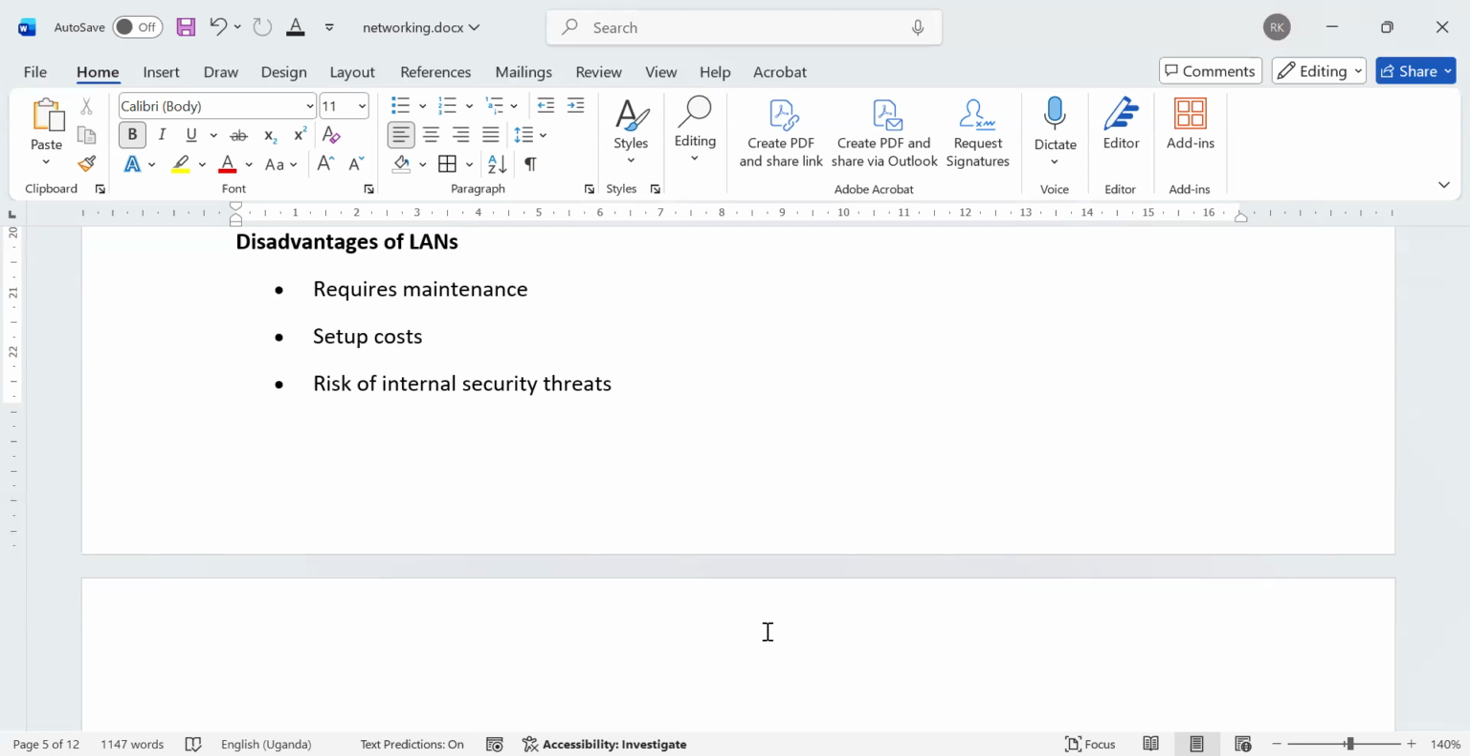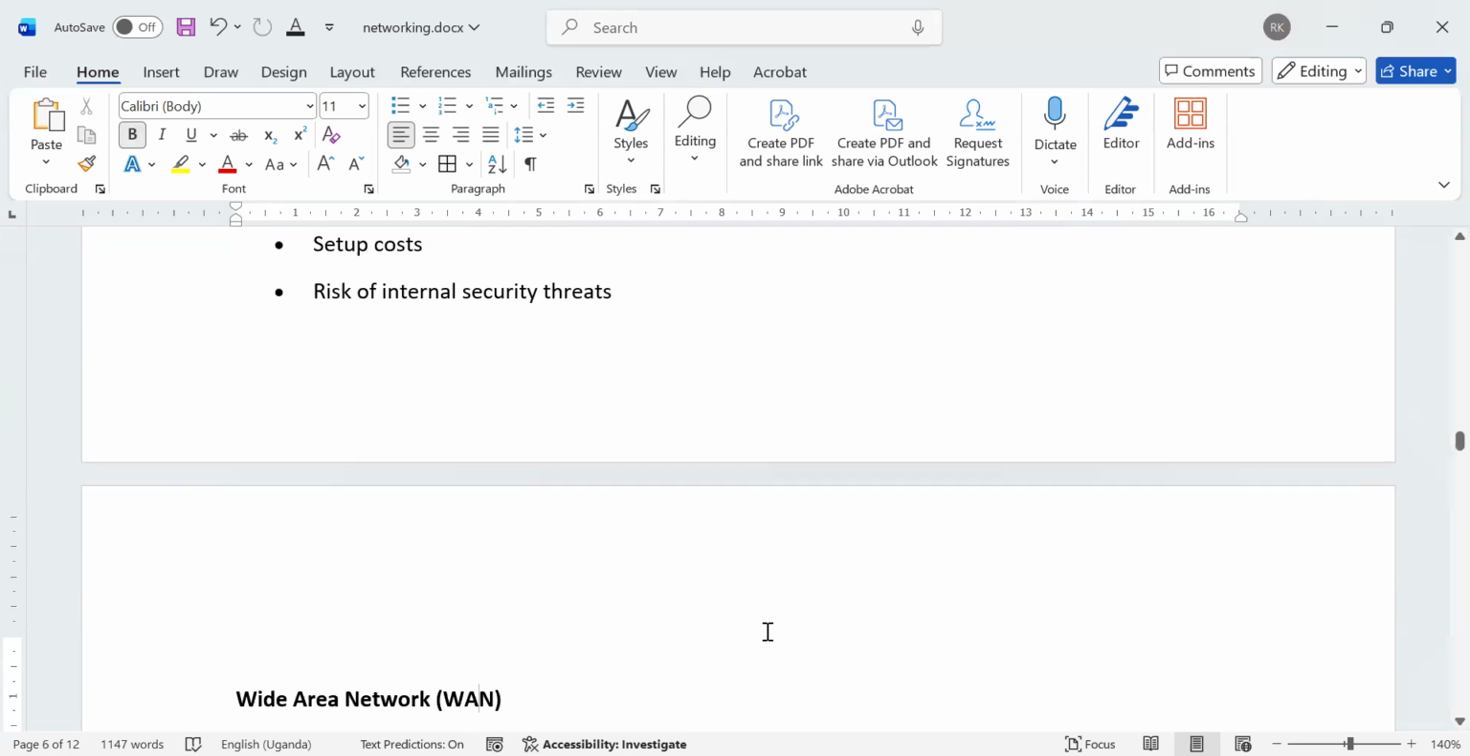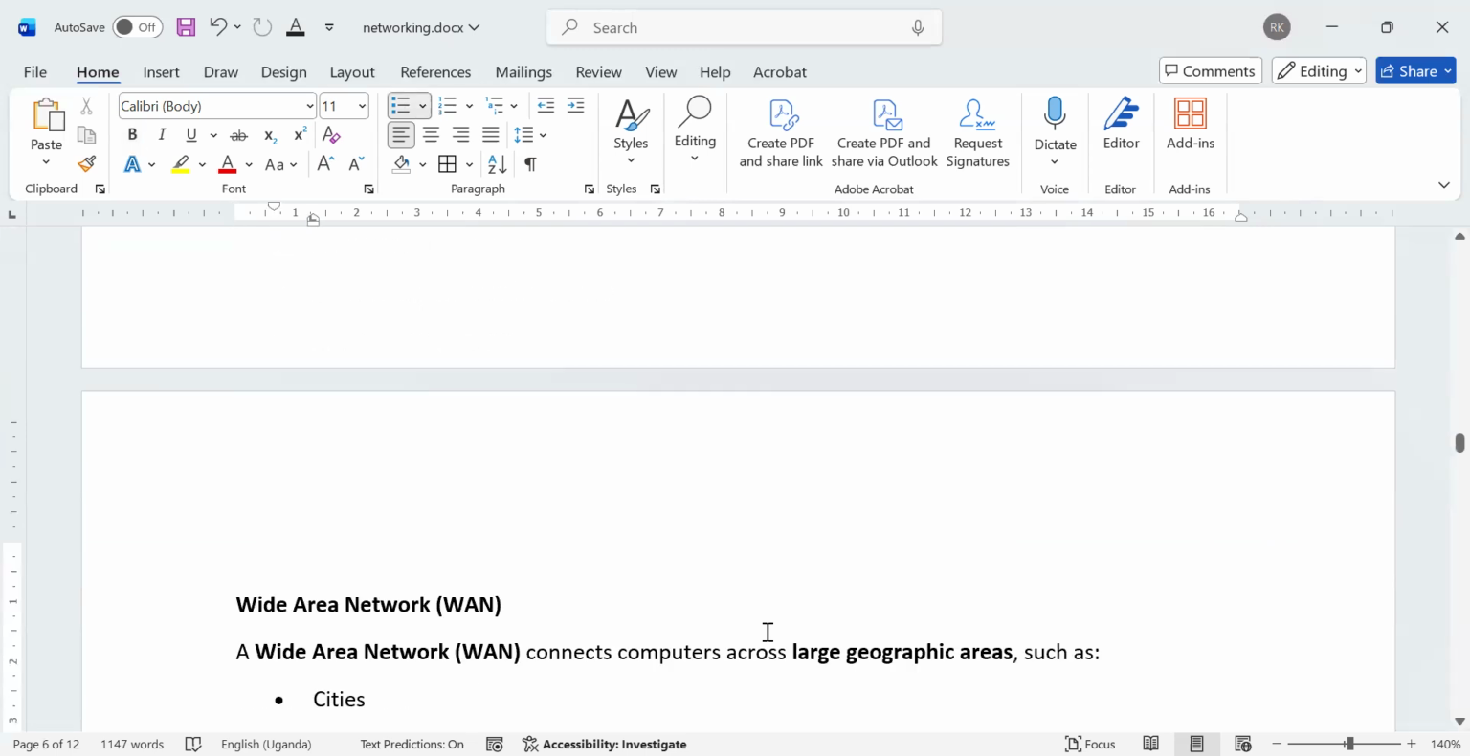So it requires maintenance and that comes with a cost because not everybody can maintain it. Set up costs, of course, you have to use some money to set it up. It requires some money. Then risk of internal security threats. Now, when we say internal security threats, those are the people I told you, your workers there, who are going to come and disconnect the cable to make you cry. Okay? Internal security threats.